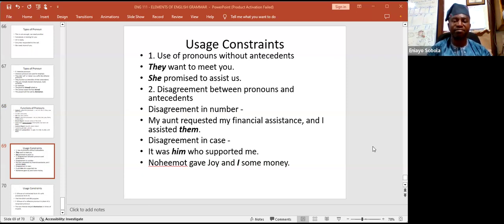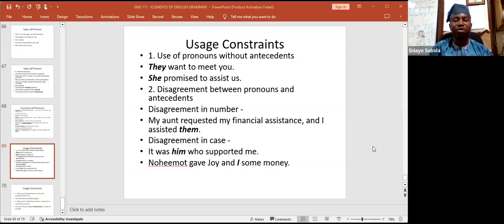Who are they? In that expression, we don't know whom they refers to. She promised to assist us. We know it's a female, but who is that she? To complete the expression, you must make another sentence that will point out the antecedent of the pronoun to correct it.